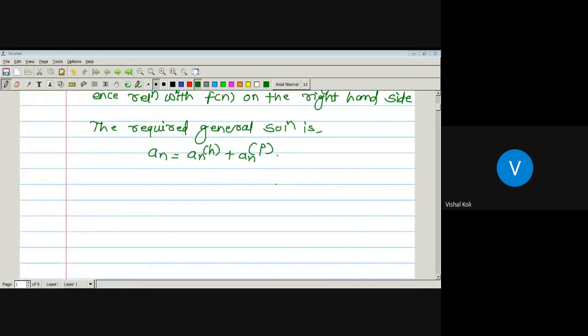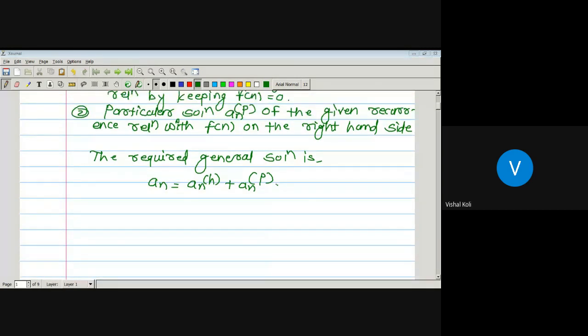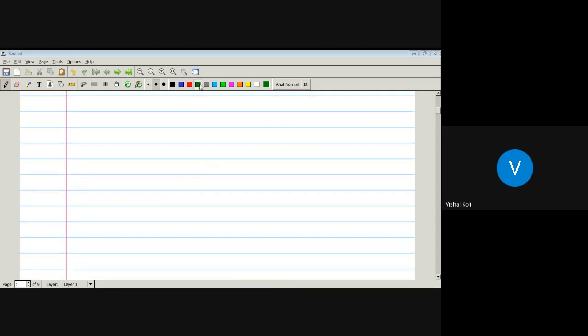Actually, there is no general method to find the particular solution whenever f of n is not equal to 0. But there are some cases: if our f of n is of a particular type, then we can easily find its particular solution. And in this chapter, we have to see those cases only. Okay, so let us see what a particular solution is.